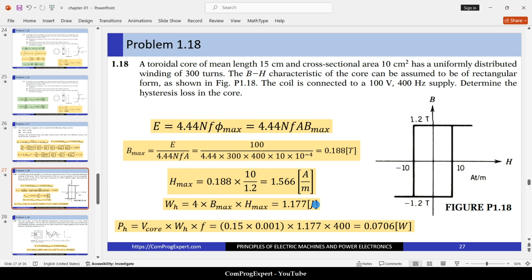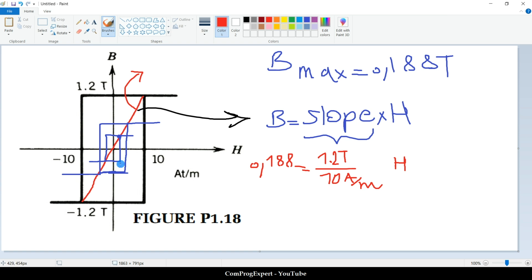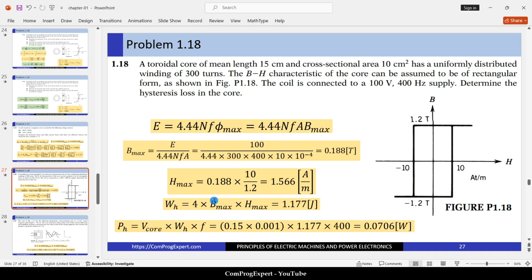And how much is the total energy loss in the hysteresis loop? We should calculate the area of this loop, that is equal to 4 times Bmax times Hmax. This is the total energy loss, the area of the hysteresis loop. 4 times Bmax times Hmax, that is 1.177 joule. And finally, you know that the hysteresis loss is equal to the volume of the core times the energy lost in the hysteresis loop times the frequency.